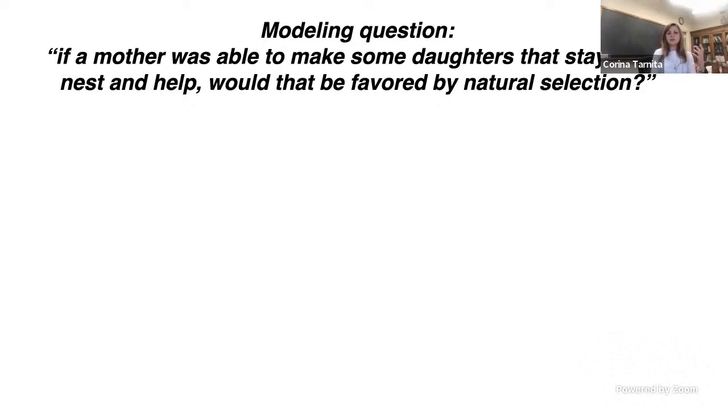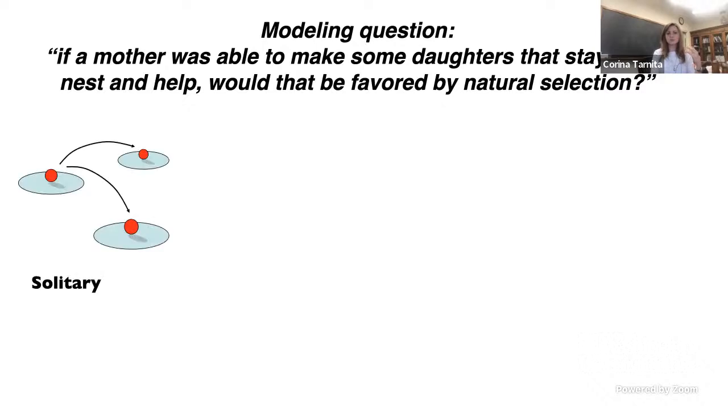So if a mother was able to make some daughters that stay at the nest and help, would that be favored by natural selection? So we want to contrast what we thought of as the solitary ancestor. If we think of it as a solitary wasp, this would be an ancestor that would deposit an egg, provision it with some food, maybe stick around for a little while, but then leave and do the same thing elsewhere and elsewhere and elsewhere. So definitely a solitary kind of strategy.